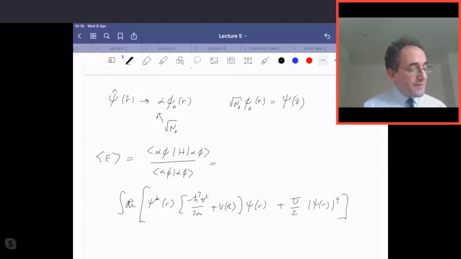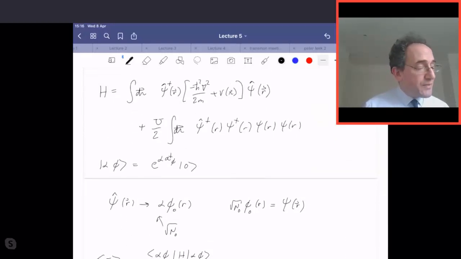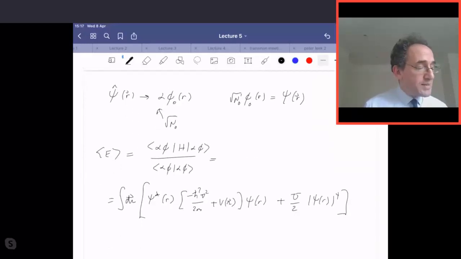And the only thing that's different about this expression for the expectation value of the energy and this expression back here for the Hamiltonian is that here these ψ's are supposed to be operators too. These ψ's are all operators, and here these ψ's are now scalars.